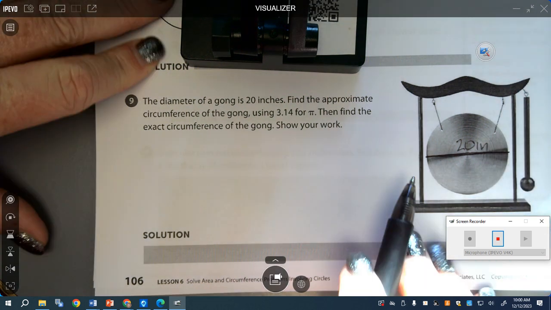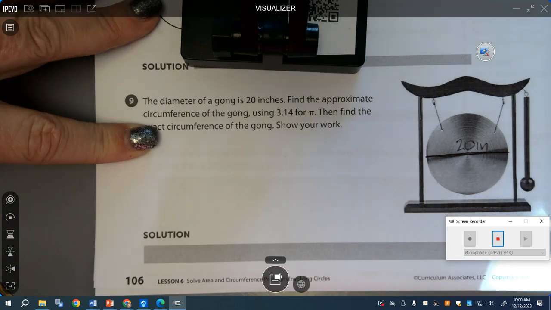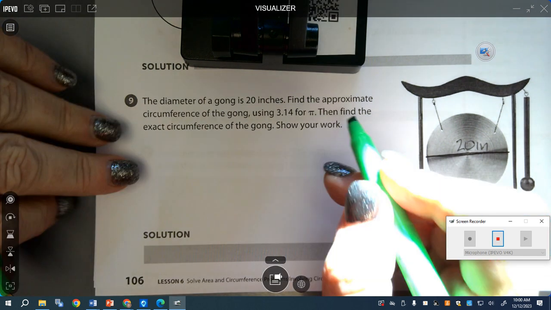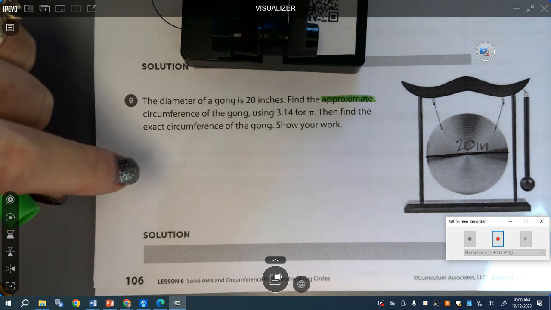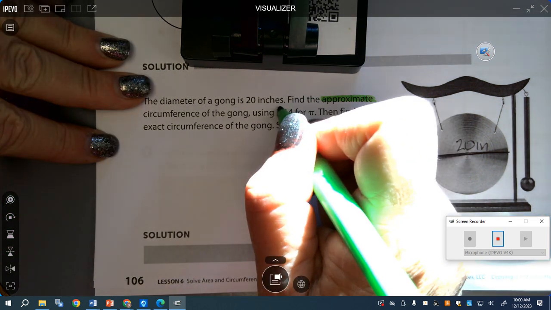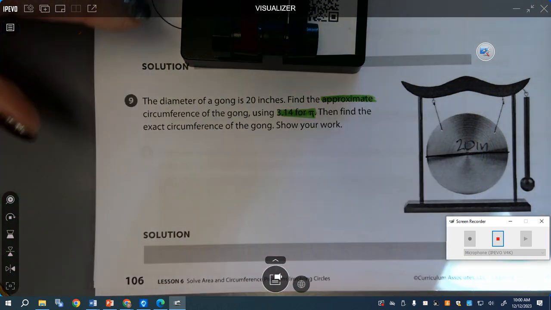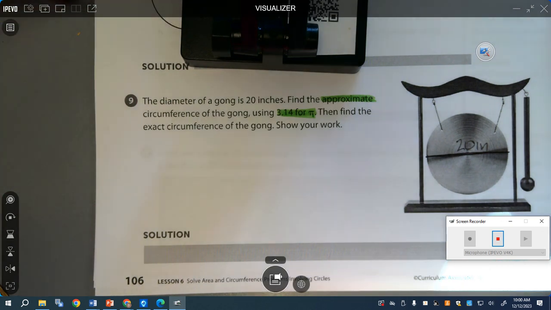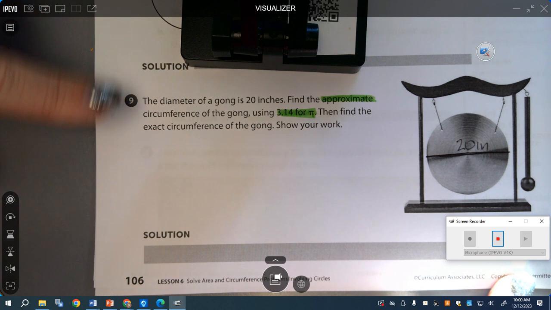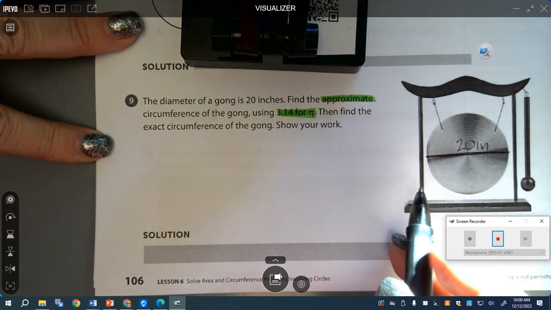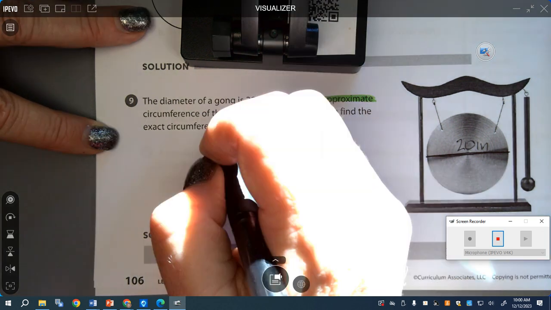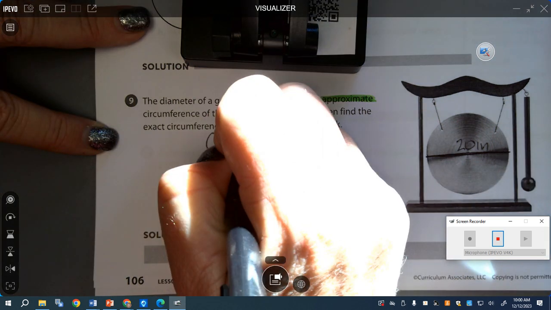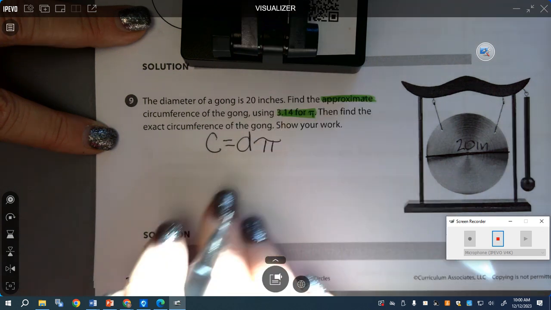Okay. Find, keyword right here, approximate. It's showing approximate value. So when it says approximate, that means I'm going to plug in 3.14 for pi this time. You guys are paying attention. Okay. You're getting ready to write this down. I always recommend that you start with your formula. Circumference is diameter times pi. Always start with your formula.